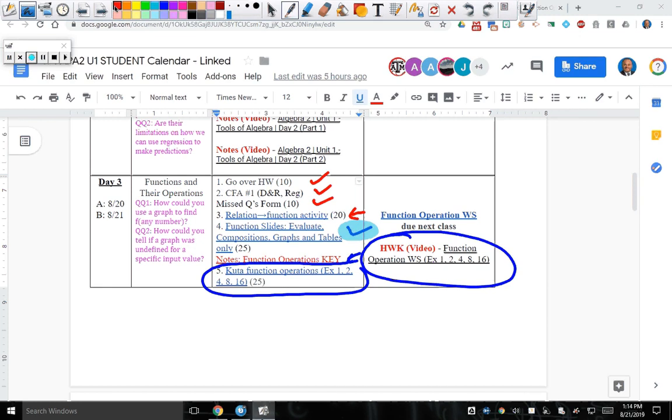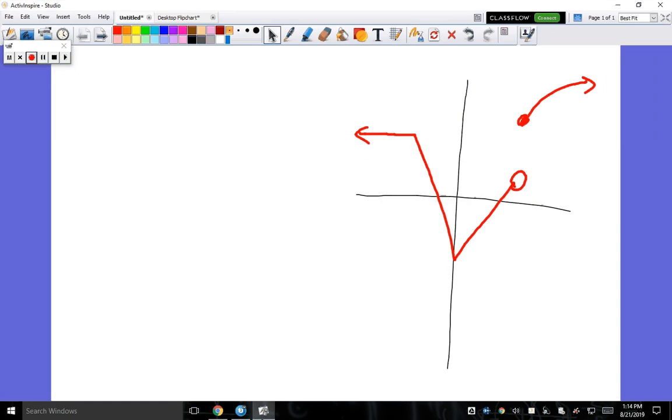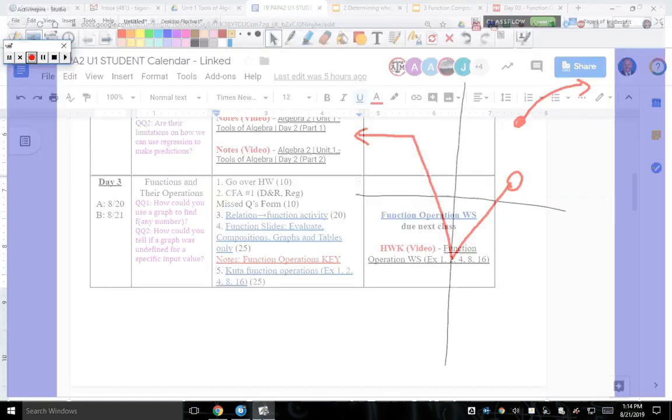Just to reiterate, right here are all of your quality questions. These are the things that I will not post up on the board, but you're going to sign into your Google Classroom and ask yourself, you should have learned this from that day of notes. Okay? All right, so let's go ahead and go to our notes.